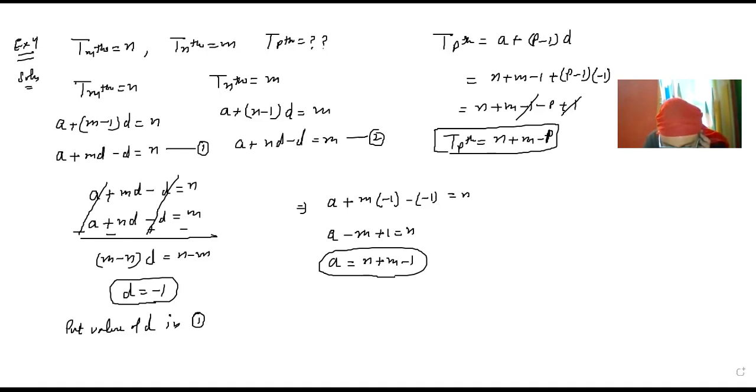For the next question, example 5. If the sum of n terms of an AP is given as np plus half n(n minus 1)q, find the common difference. I want to find out d.